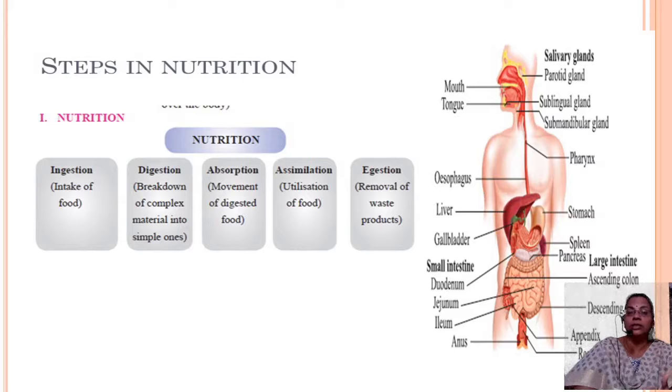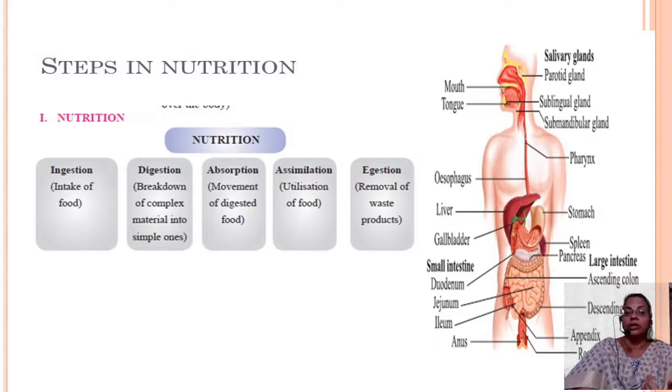At the junction of the ileum and the cecum, there is a finger-like structure called the appendix, the vermiform appendix. Inflammation of it in some cases can lead to appendicitis. Removal of the appendix is called appendectomy. In such cases the appendix has to be removed.